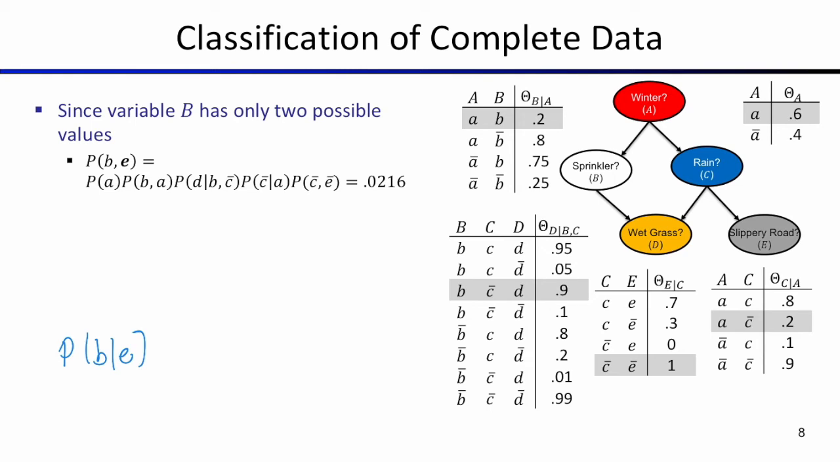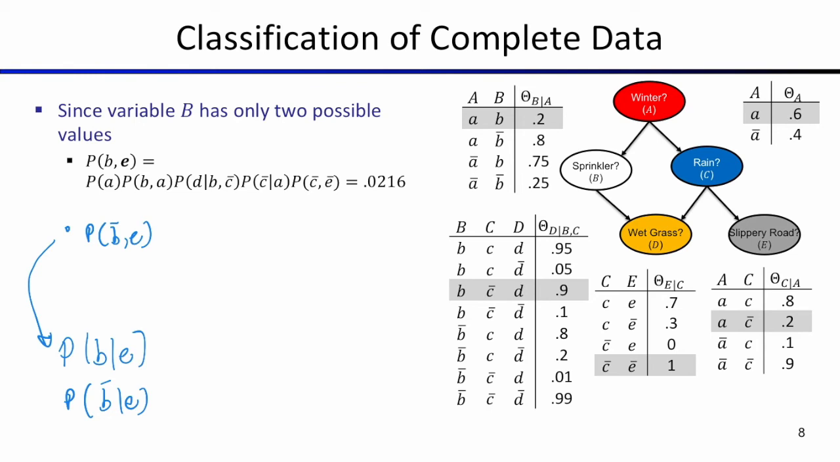So we can compute the probability of B and E, and we can compute the probability of not B and E, and we're going to see that we can use these two probabilities in order to compute the probability of B given E and the probability of not B given E. It's very simple. It's just a normalization. But let's concentrate now on this probability of B and the evidence E.